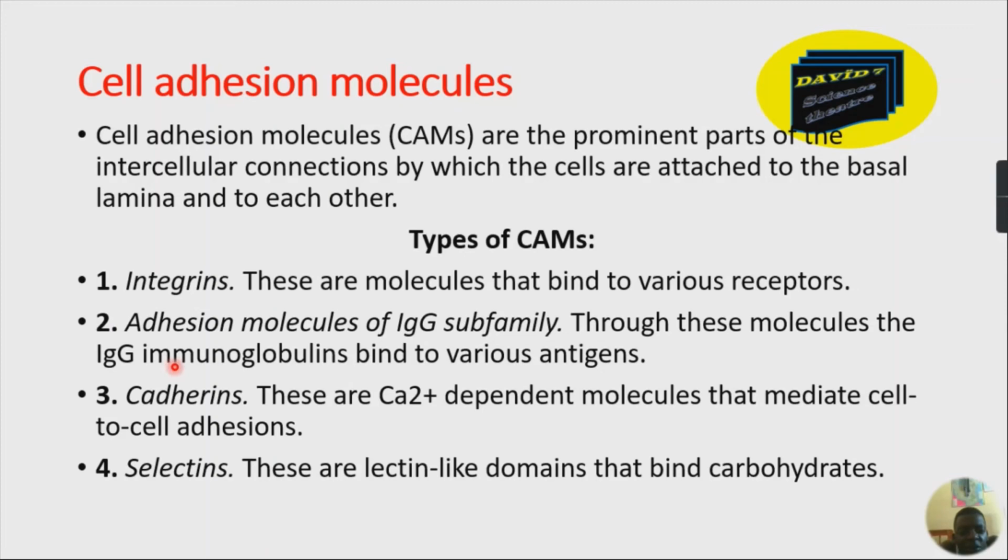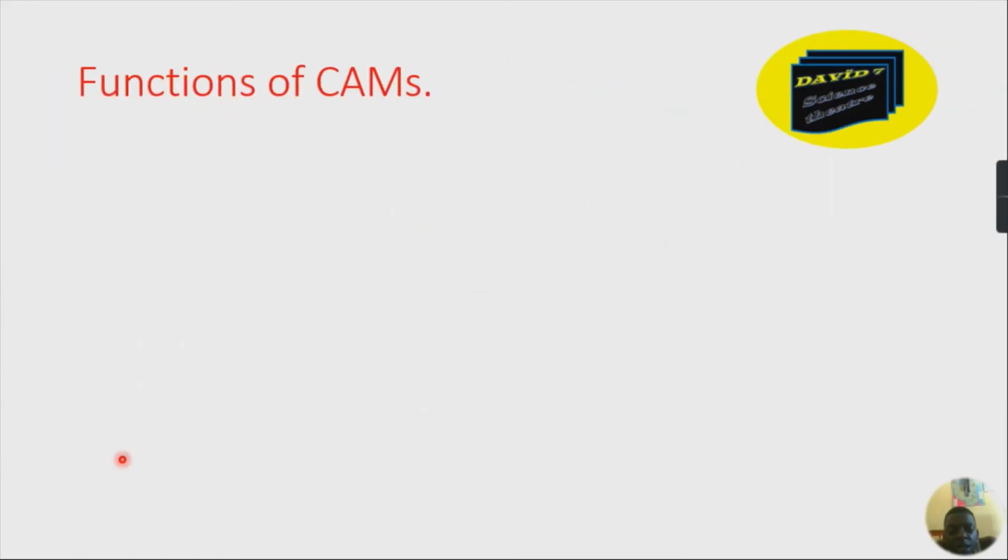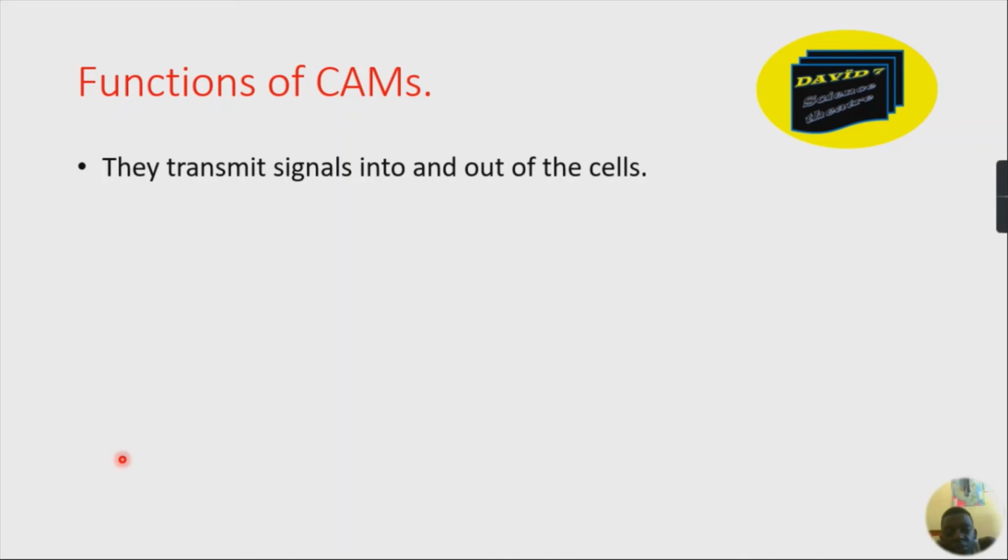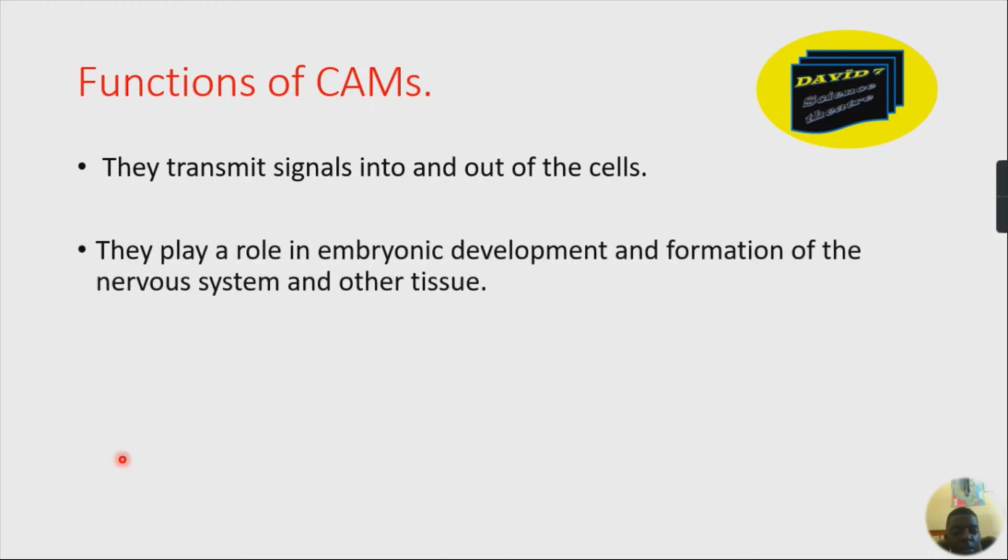So you must know these 4 types of CAMs. We've said integrins, we have adhesion molecules of IgG subfamily, we have cadherins which are dependent on calcium, and we also have selectins which are lectin-like in nature. And the functions of CAMs are here. 1. They transmit signals into and out of the cells. 2. They play a role in embryonic development and formation of the nervous system and other tissue. Okay, so the CAMs are very important in the embryology of a person.